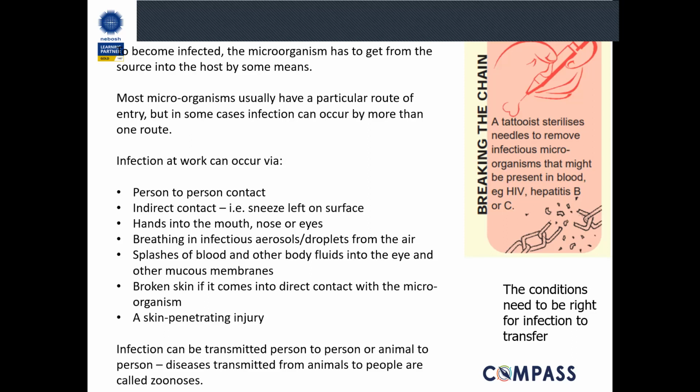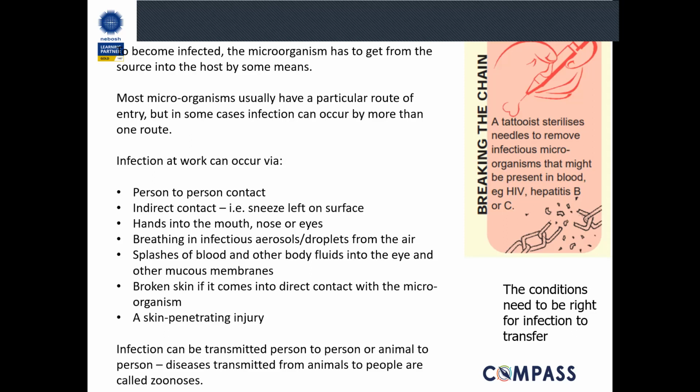So those are typical approaches to how it can get into the body, and then we have to consider what the body's response to that is in terms of the propensity for infection to take place. So infection can be transmitted person to person or animal to person, and these diseases, as you found out earlier, zoonosis.